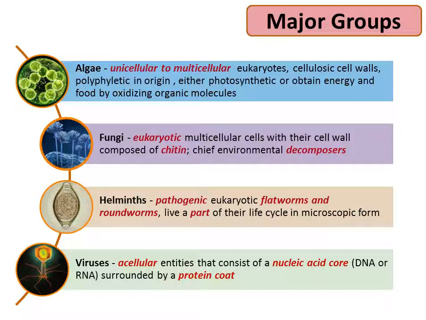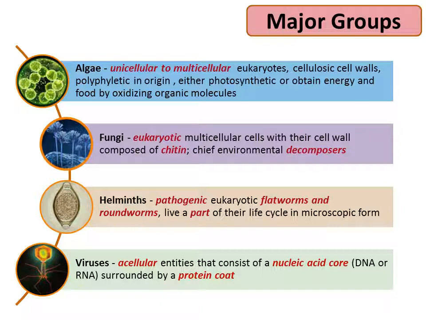We also include fungi in this, which are again eukaryotic and have multicellular forms, but their cell walls are distinct from all other groups in the presence of chitin. These are considered the chief environmental decomposers because they can give out enzymes and dissolve things. That's a form of nutrition most of the fungi have, or they can absorb nourishment. So they have a very important and key role in the nutrient cycles.